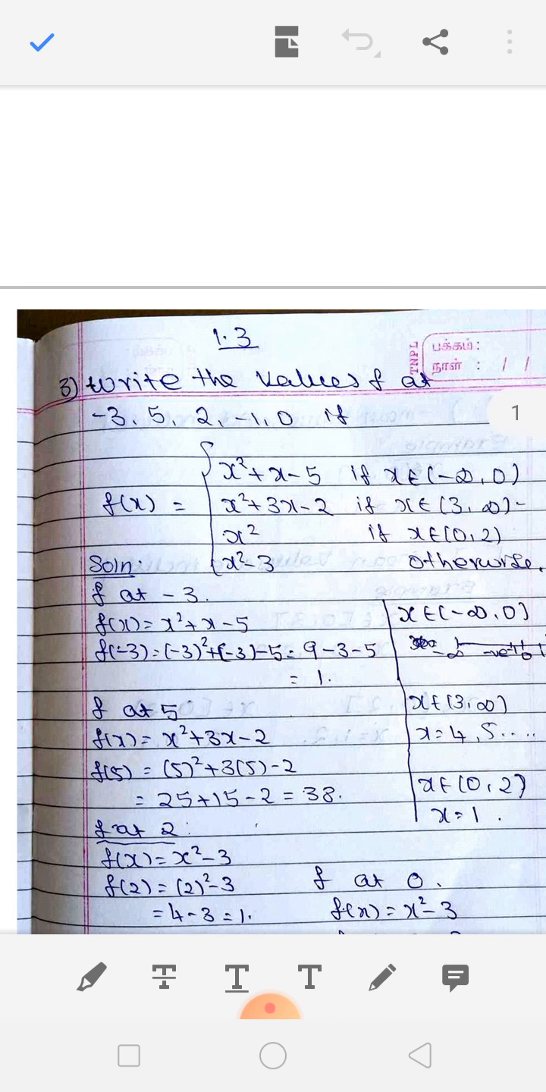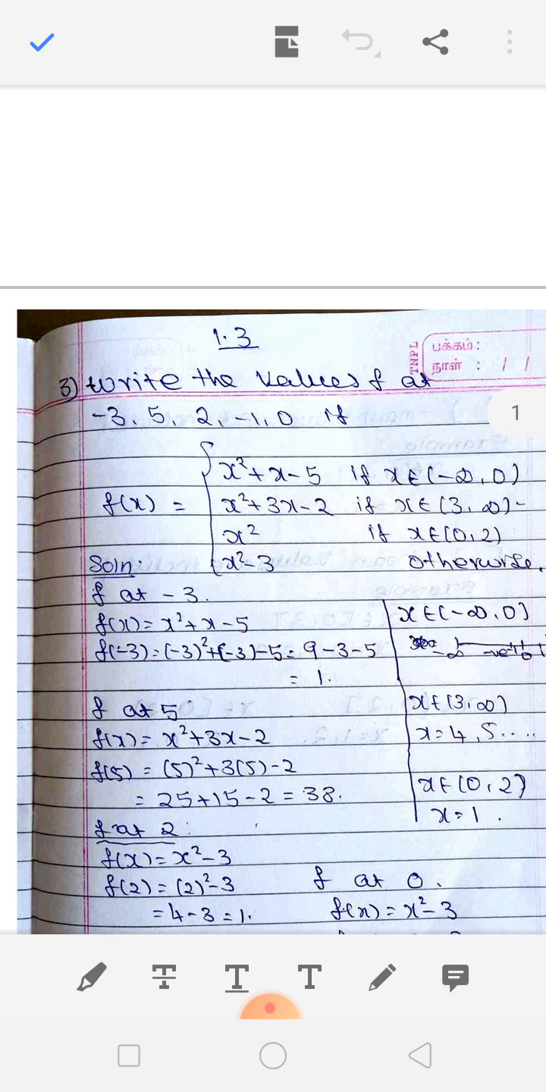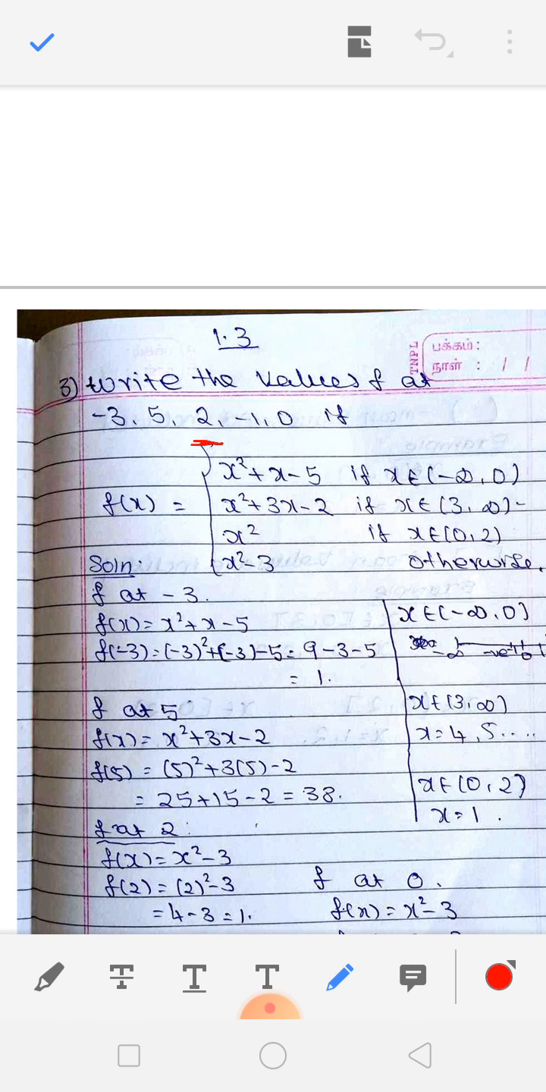So whatever is after 3 and before infinity, the function is x square plus 3x minus 2. I just replace my x value by 5. So 5 square plus 3 times 5 minus 2. 5 square is 25, plus 3 into 5 is 15, and minus 2. So 25 plus 15 equals 40, 40 minus 2 is equal to 38. Now you can say that the third value is 2.